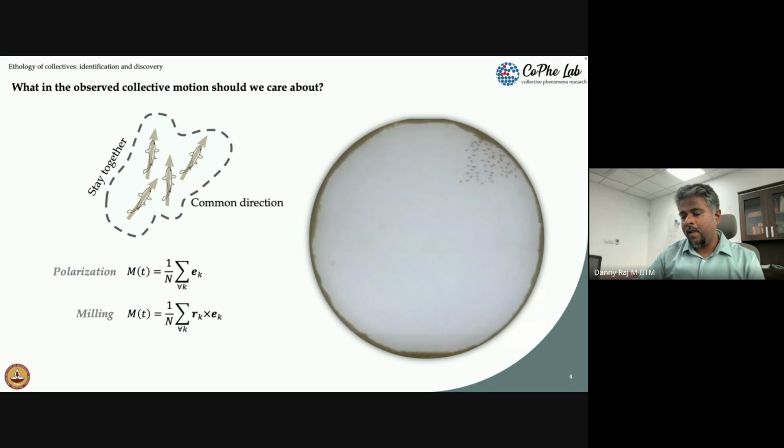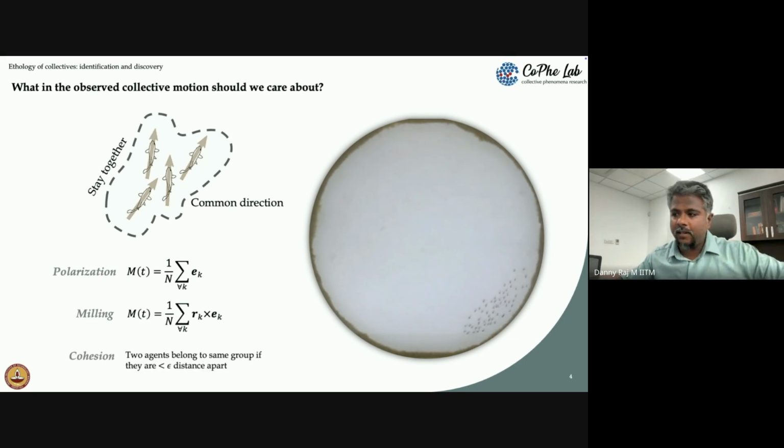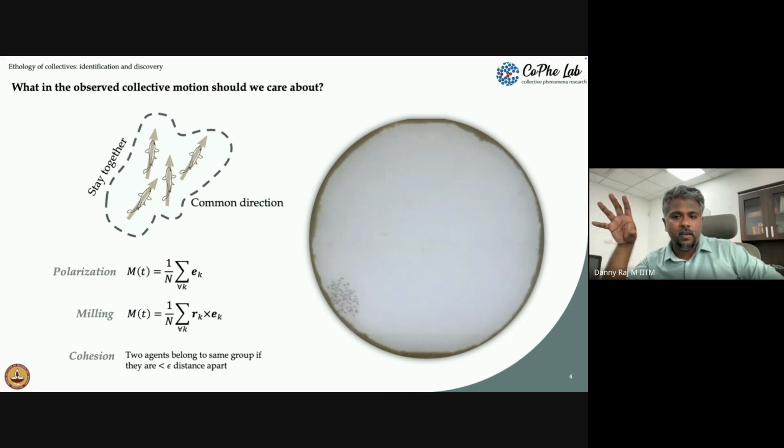Good, very nice. What about cohesion? They're all together, right? What could you do? There are many things you can do. That's a much easier measure. One of the things we've tried before, which I've written down, though there's nothing extremely sacrosanct about it, is that when two agents are less than a certain epsilon distance, they belong to the same group. You have to specify what this epsilon is, but once you have a reasonable epsilon, you will be able to quantify whether they are of the same group or not.